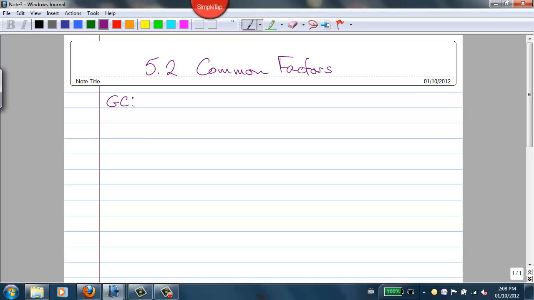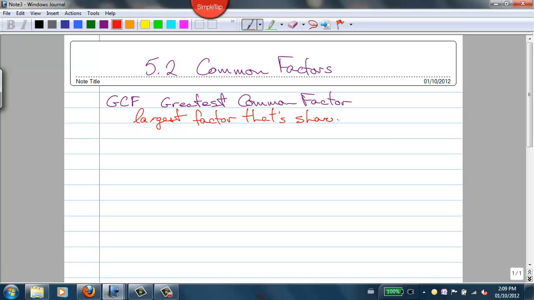A little lesson on common factors here. First off, a bit of vocabulary. The GCF is the greatest common factor. As greatest common factor, we're talking about the largest factor that's shared by two or more terms.